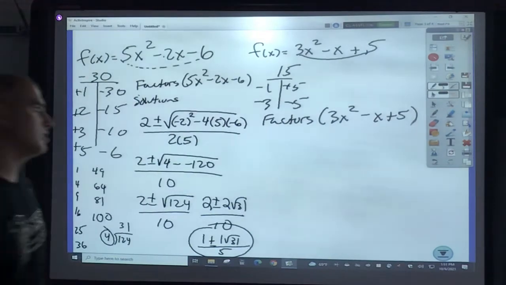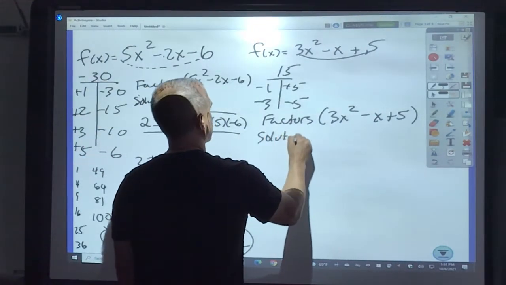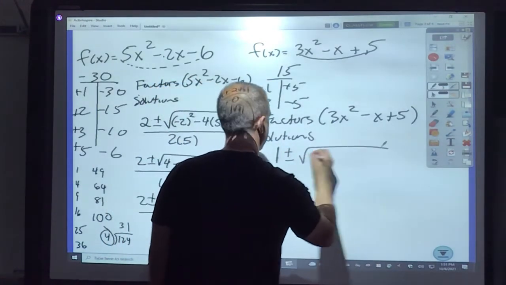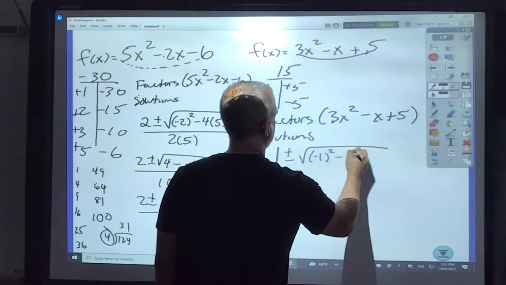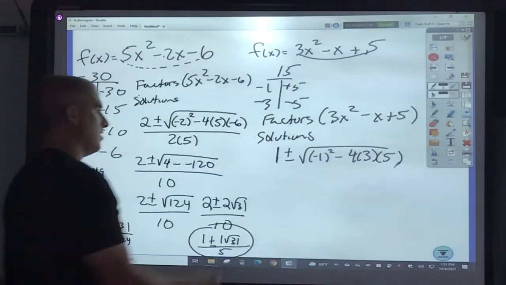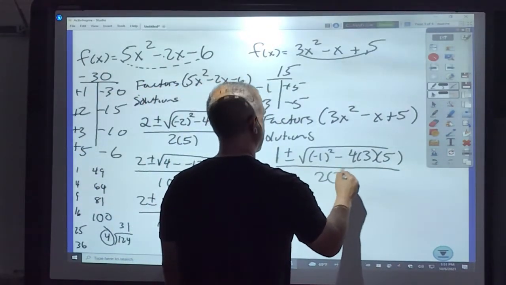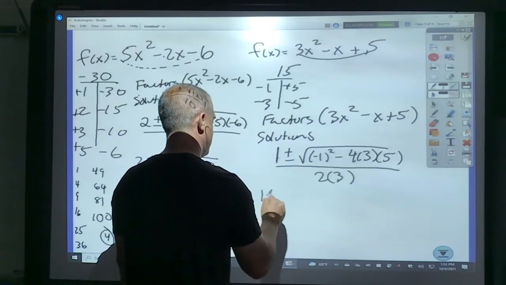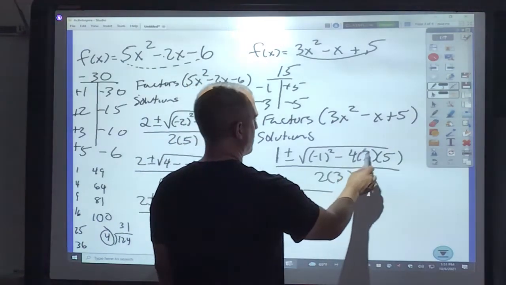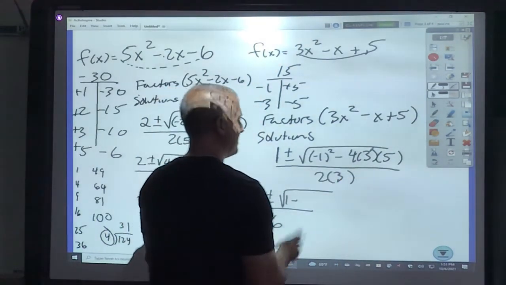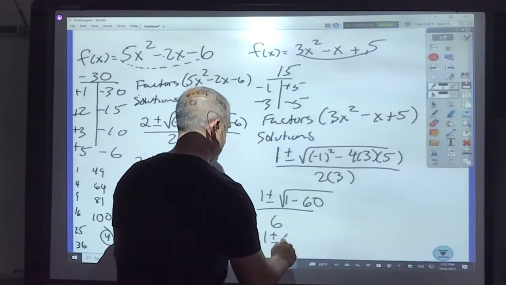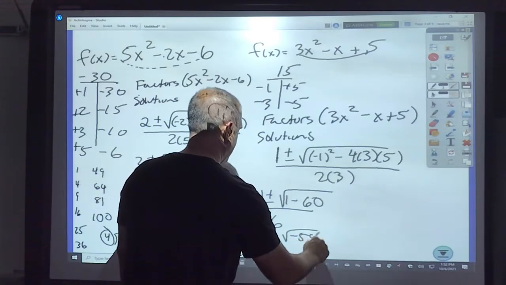Now the solutions. I got positive 1 plus and minus the square root of negative 1 squared minus 4 times 3 times 5, all over 2 times 3. So that's going to be 1 plus and minus, that'll be 6 on the bottom. That's going to be 1 minus 4 times 3 is 12 times 5 is 60. So that would be 1 plus and minus the square root of negative 59 all over 6.